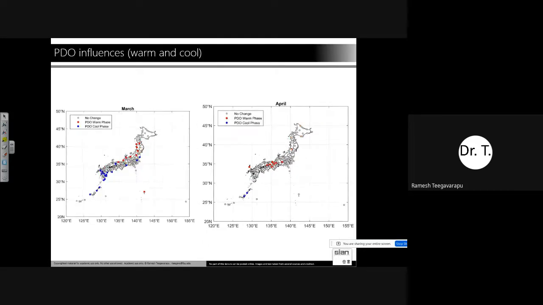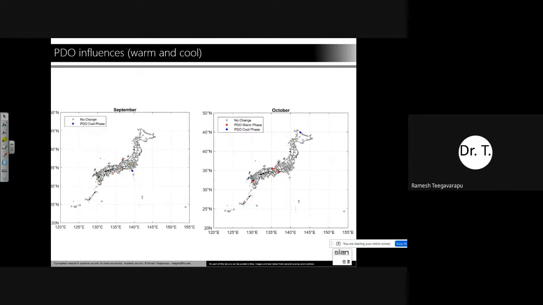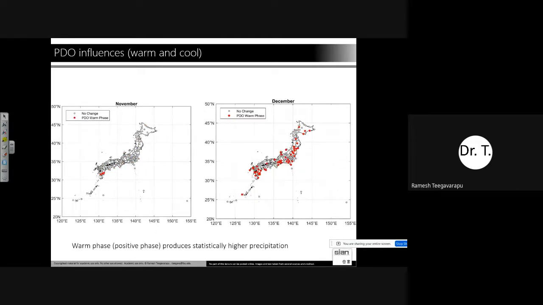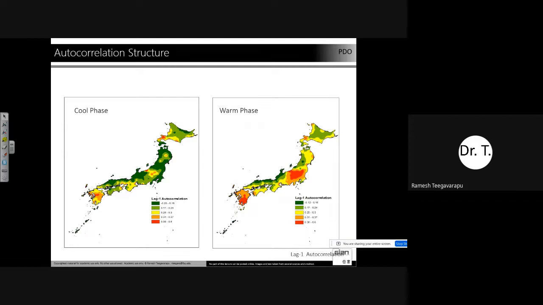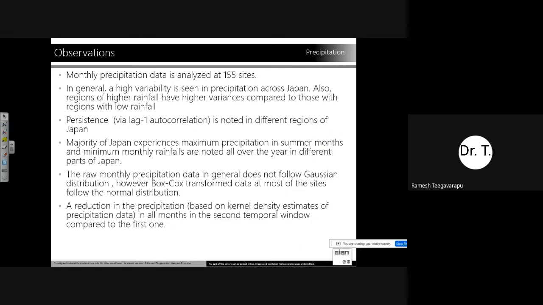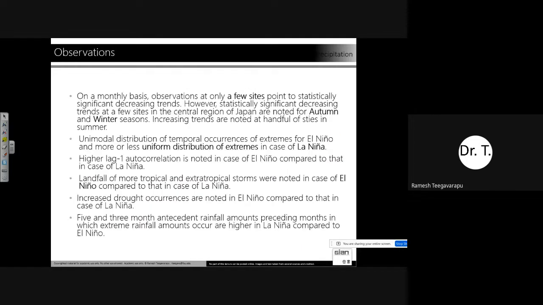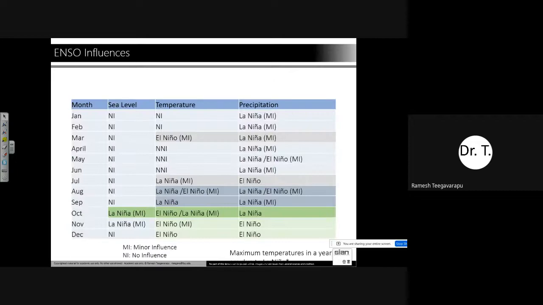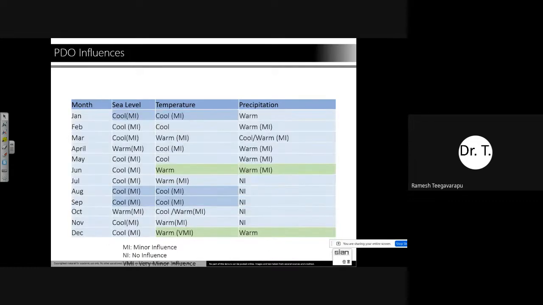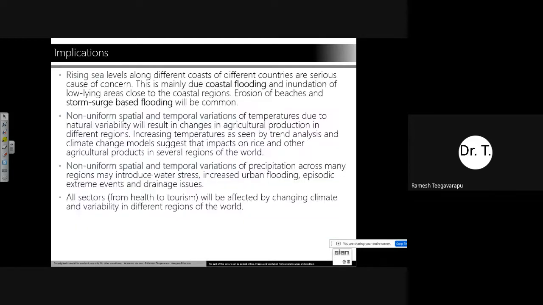So PDO influences, again, are similar. And of course, I have not evaluated the combined influences of PDO and ENSO. The autocorrelation structure is also changing between PDO cool phase and warm phase. So kind of observations which I've already indicated. Some parts of Japan having influences of both El Nino and La Nina, mild influences and strong influences. And PDO also has some influences on sea level, temperature, and precipitation.